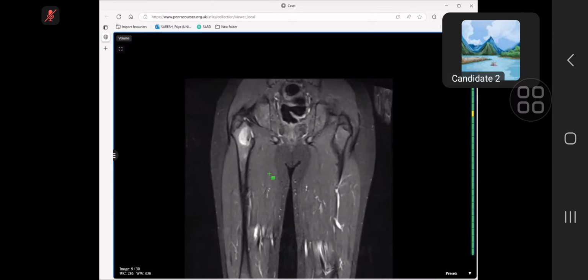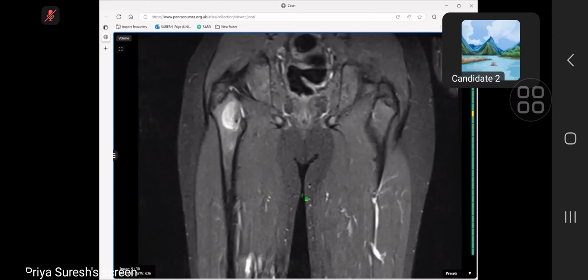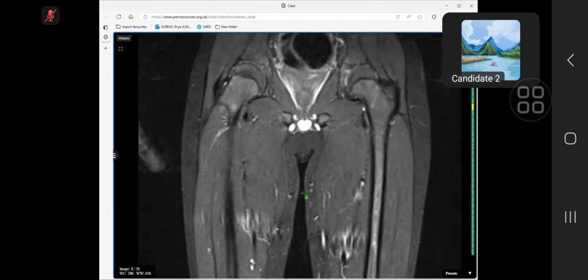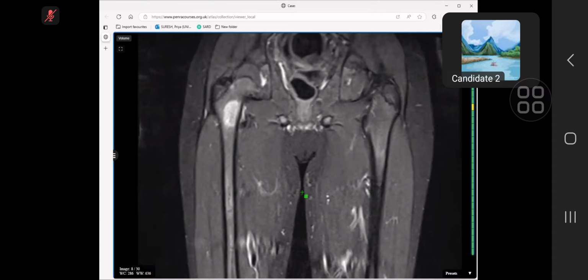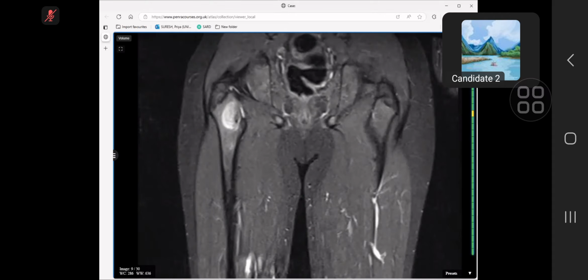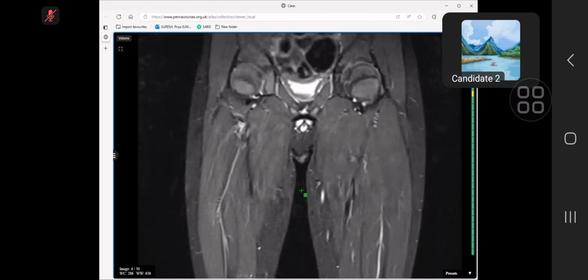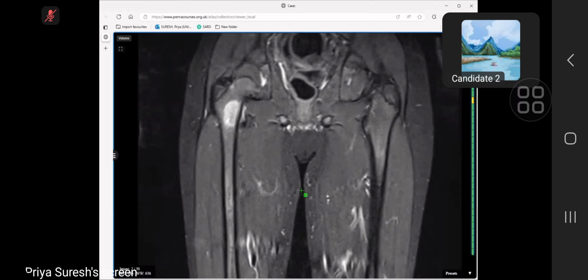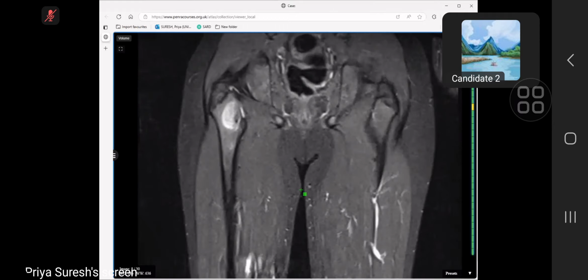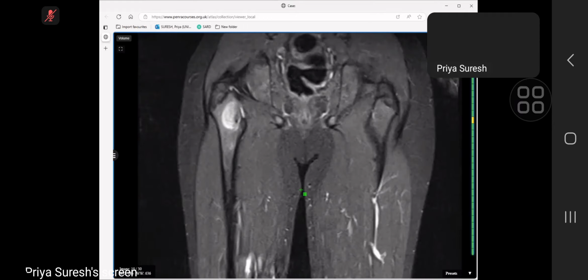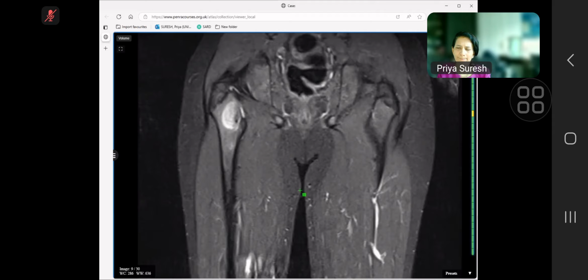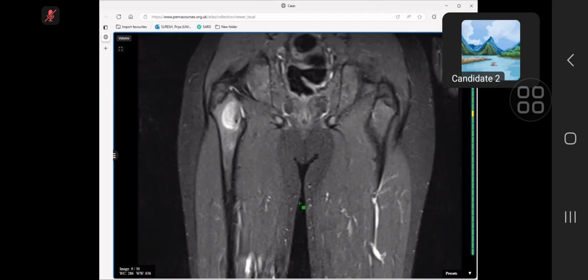There is no evidence of any soft tissue mass lesion. There is a hypointensity noted projecting from the lesser trochanter towards the superior side, and there's also a lucent area which is seen within this deep part of the marrow edema. Yes, here. So I would like to see it on the axial first. Axial, same sequence.